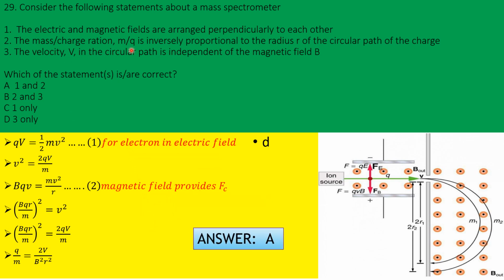A says the electric and magnetic fields are arranged perpendicular to each other. That's true, right? Because you have positive to negative here, so the electric force is along like this, but this magnetic field is out, like leaving your screen into your eyes, and then this is along your screen. So you will notice that those two are at right angles to each other. And then 2 says the mass-charge ratio m over q is inversely proportional to the radius R of the circular path of the charge. Okay, so this is q over m, so it's inversely proportional. Oh, that's not true. So A is definitely not the answer.